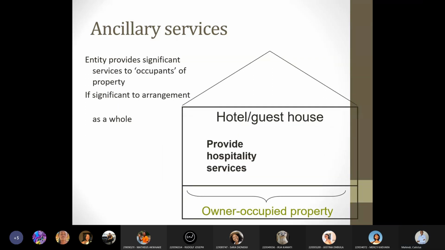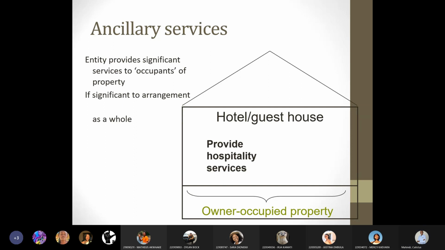Now let's look at this. Again, you have a house, but in this scenario, the entity provides significant services to the occupants of the properties. If those services are significant to the arrangement as a whole, this property will be classified as owner occupied property. So let's look at this example. We have a house here, and we're going to use this house as a guest house.